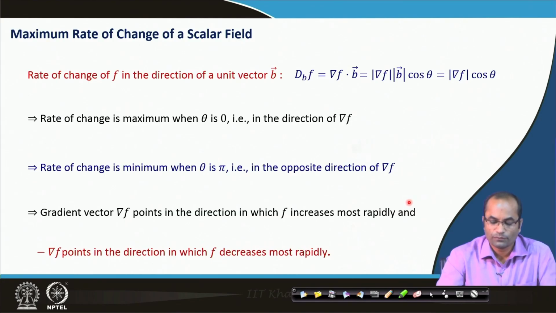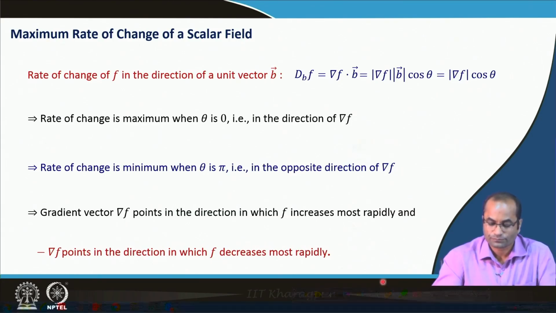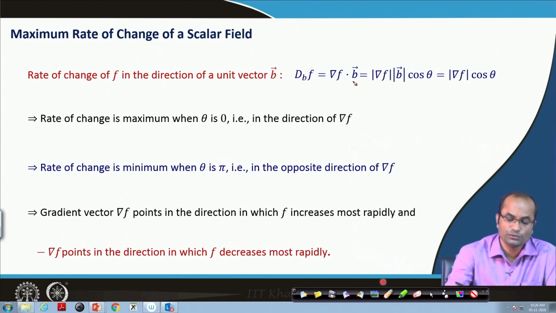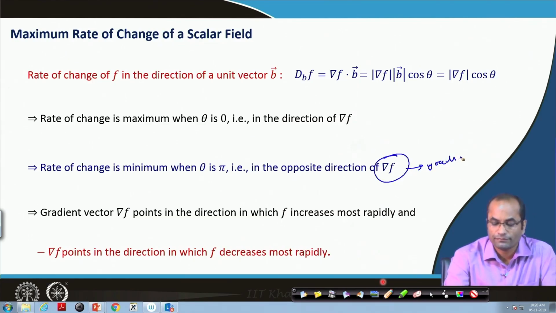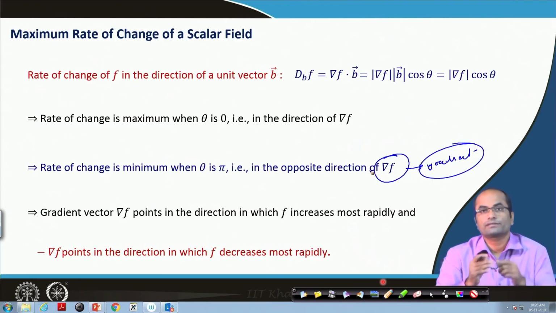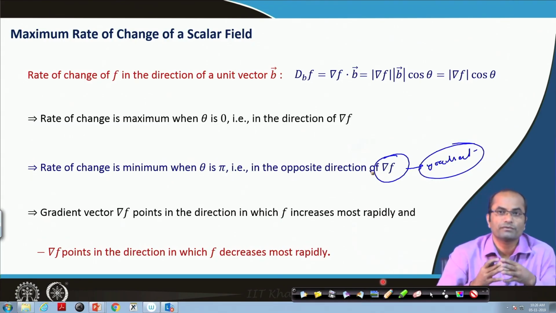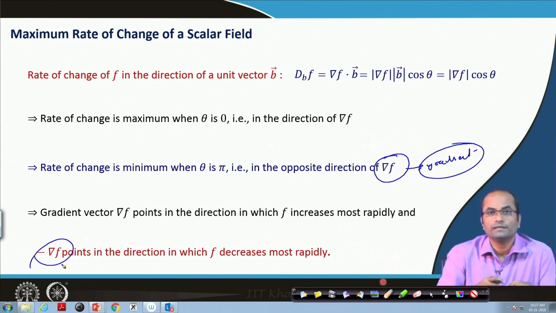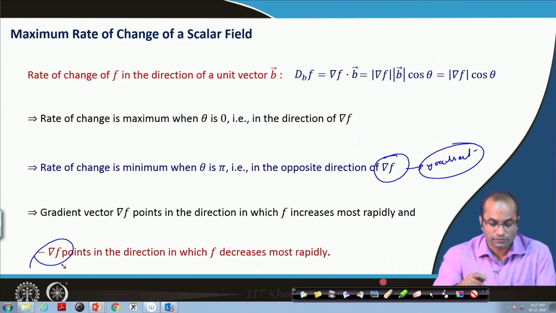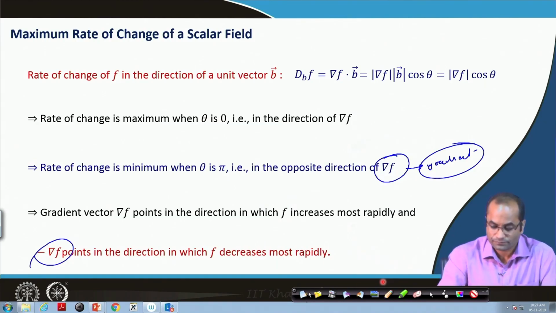So, this is a very important concept which is very much used in many applications, because by simply computing this gradient f, we are getting the direction where this particular function f changes most rapidly. And on the other hand, by this minus del f we can also get a direction where f decreases most rapidly.